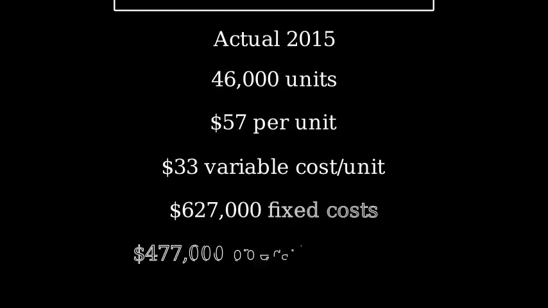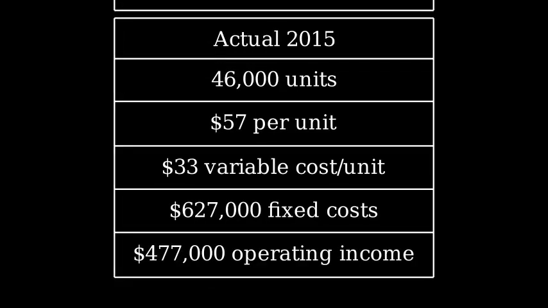Now, let's look at what actually happened in 2015. The company sold 46,000 units at $57 each. Their actual variable costs were $33 per unit, and fixed costs were $627,000. This resulted in an actual operating income of $477,000, significantly higher than budgeted.